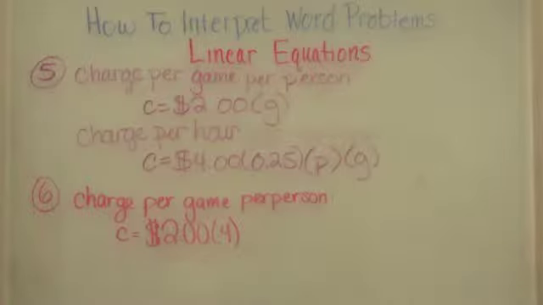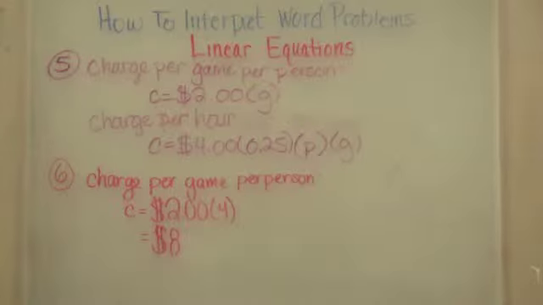So in solving our first equation with the charge per game per person, we have C equals $2 times how many games? And since we want to play 4 games, we'll do $2 times the 4 games to give us $8. So we'll be paying $8 per person.